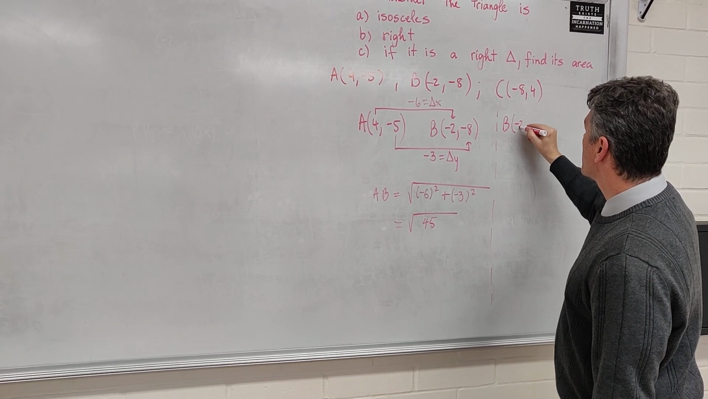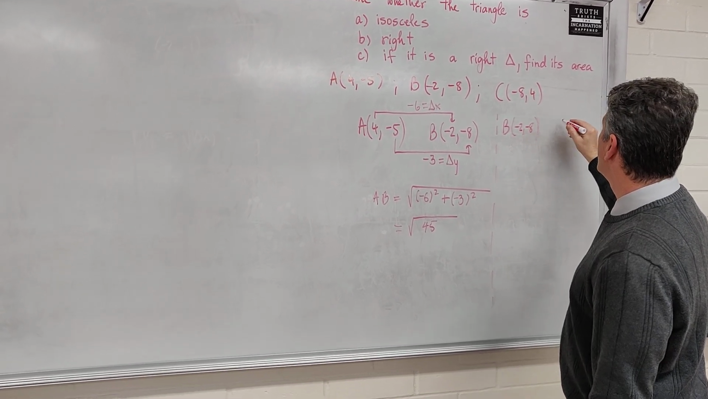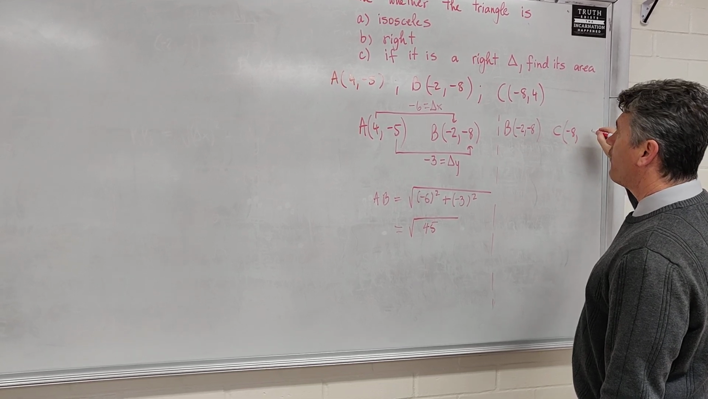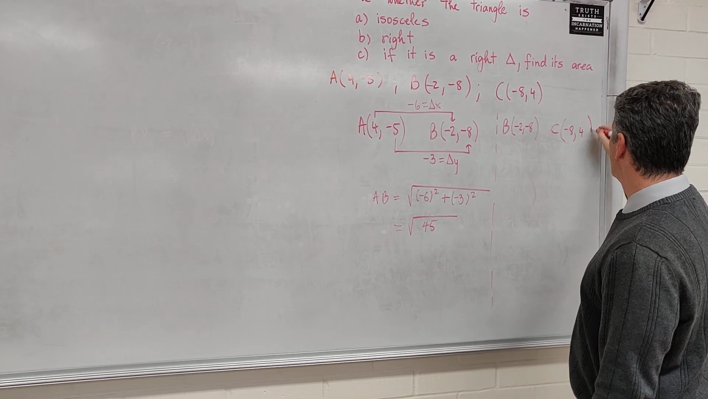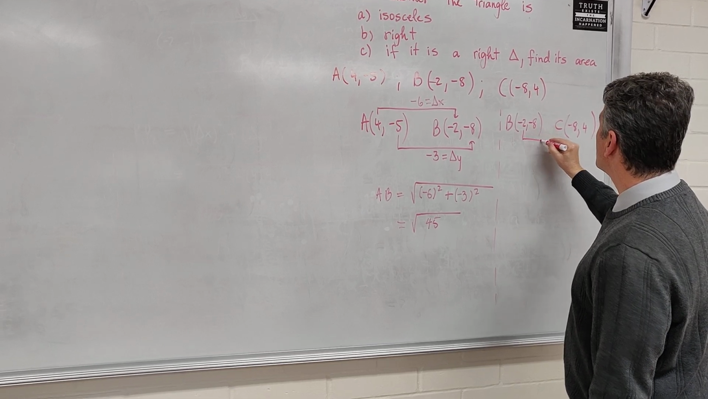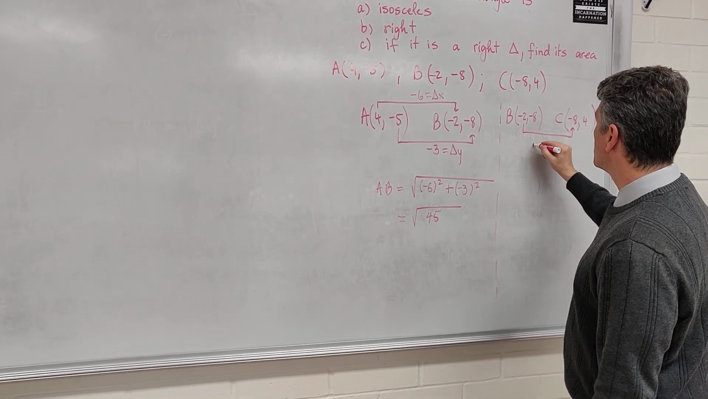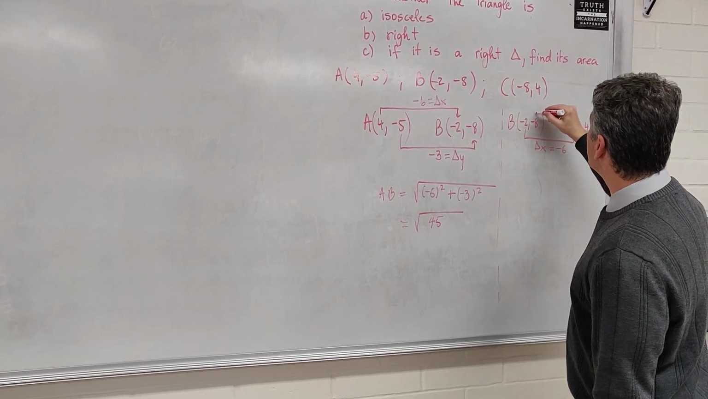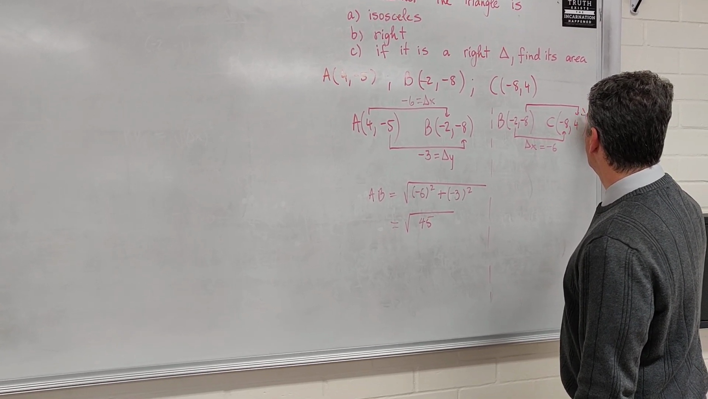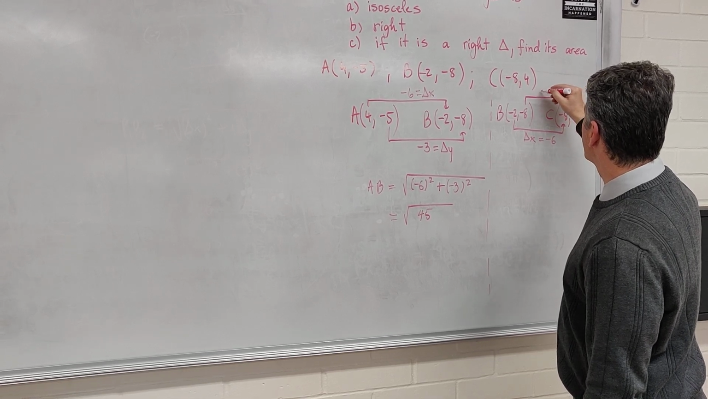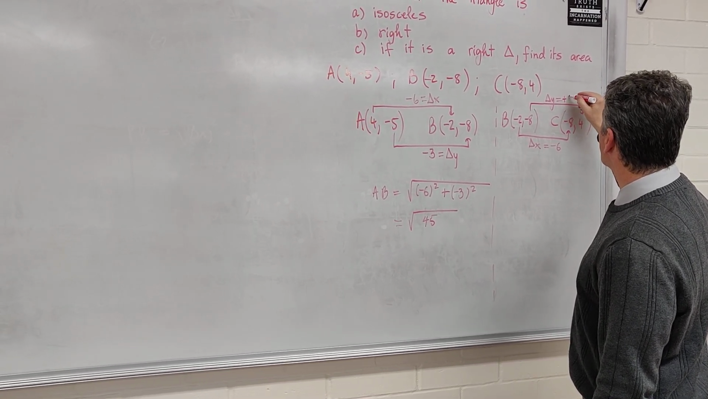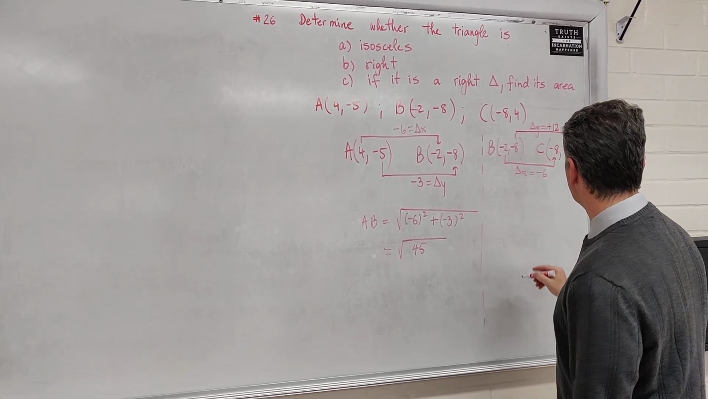B has coordinates negative 2, negative 8. C has coordinates negative 8 and 4. To get from negative 2 to negative 8, you need to go 6 to the left. That's your change in x. To get from negative 8 to 4, you need to go 12 up. That's your change in y. You have your horizontal leg and the vertical leg of your right triangle.